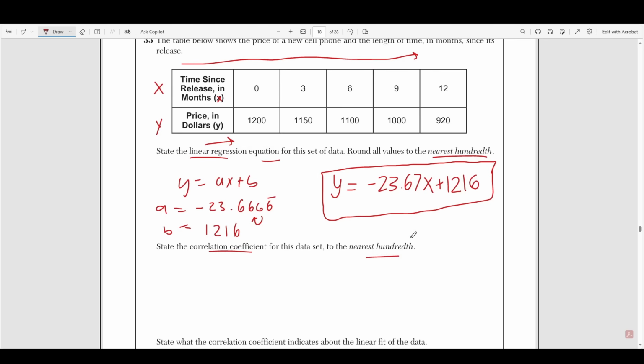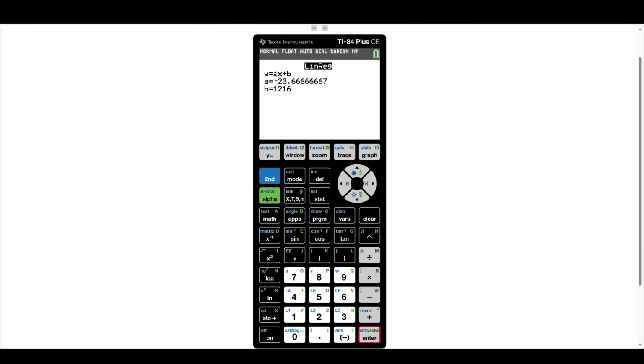Now, the problem then wants you to state the correlation coefficient for this data to the nearest hundredth. So naturally, a lot of you guys are going to see an r and an r square value pop up under there. The r value is your correlation coefficient. But I don't have it on my calculator. That's because I have it turned off.